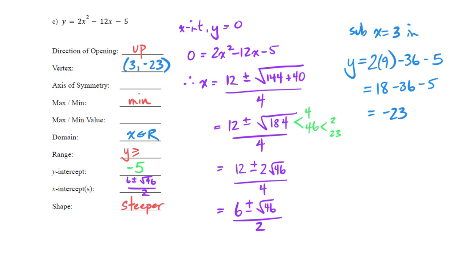Okay, I can fill in the rest of my stuff. My max min value is now at negative 23. That's my minimum. And my axis of symmetry was x equals 3. And I almost walked out again without filling in my range being greater than or equal to negative 23. There we go.